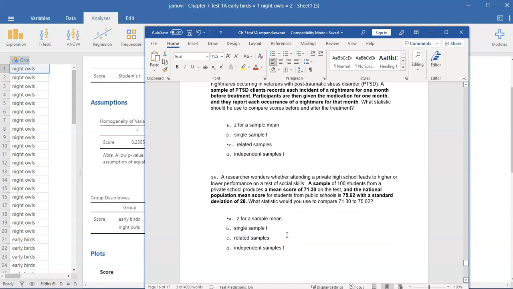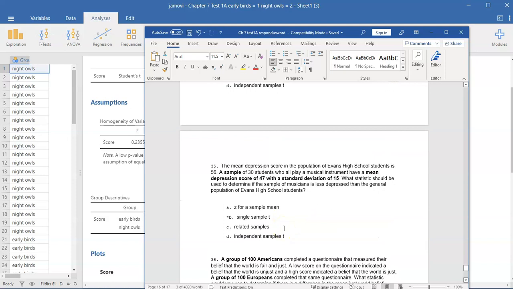This next one is a z for a sample mean. You have one sample mean, and that sample mean is a 71, and you're going to compare that to the population mean of 75.6, and we do know the population standard deviation. So when you have one sample mean and you're comparing it to some other number, and you do know the population mean, that would be a z for a sample mean. So you know the population mean, you know the population standard deviation, so it's a z for sample mean.